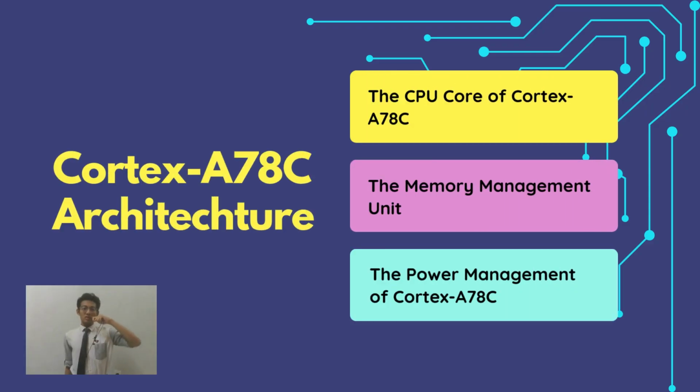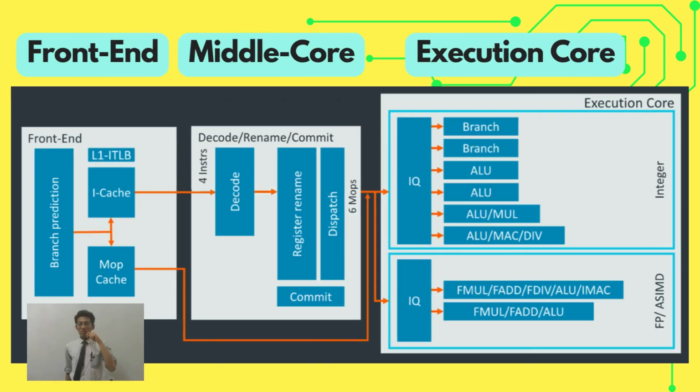Hi, my name is AZIZAN and I'm going to explain about the architecture of CORTEX-A78C. There are 3 parts of the architecture that we are going to discuss today: the CPU core of CORTEX-A78C, the memory management unit, and the power management of CORTEX-A78C. First, the CPU core of CORTEX-A78C. It is divided into 3 parts: the front end, the middle core, and the execution core.